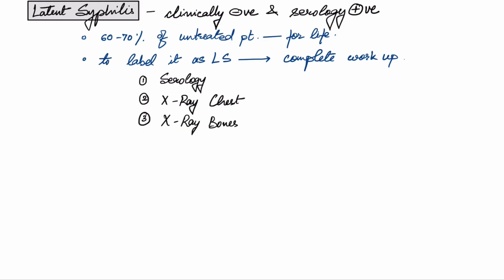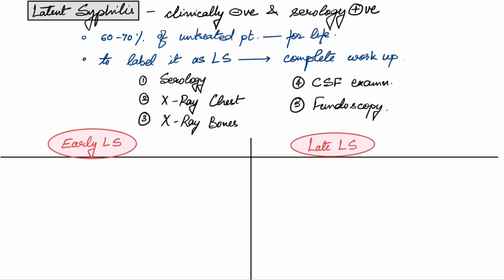Now, if a patient presents with no cutaneous signs and symptoms, but the serology we see is positive, we should check other systems of the body to tag that patient as latent syphilis under ideal conditions. Latent syphilis is divided into early latent and late latent, according to the duration from the time of infection. If it is less than 1 year, according to CDC, it is early latent. More than 1 year is late latent.